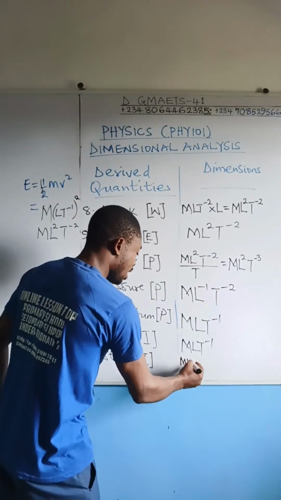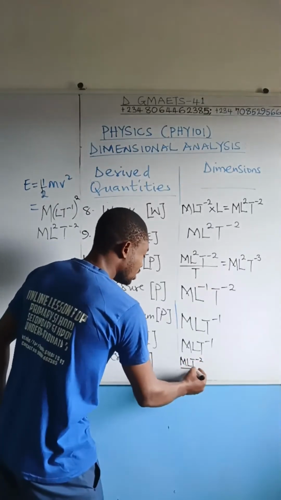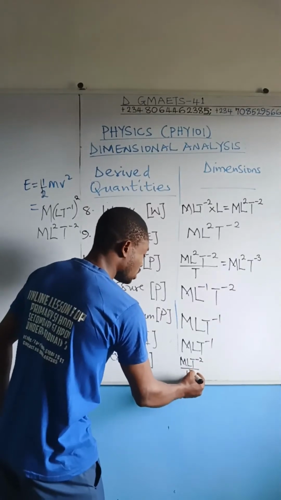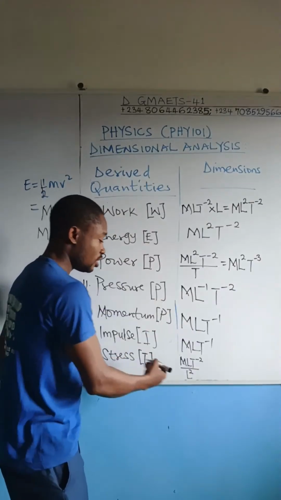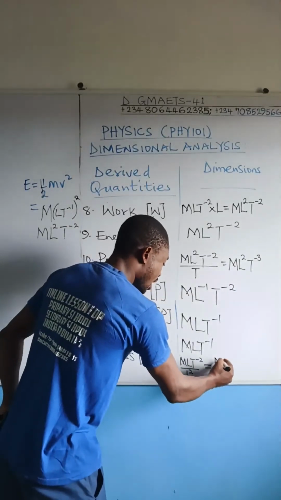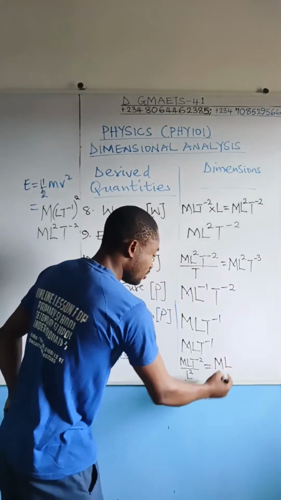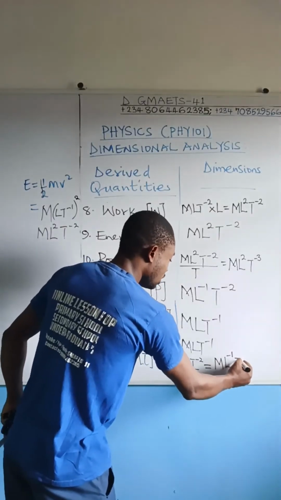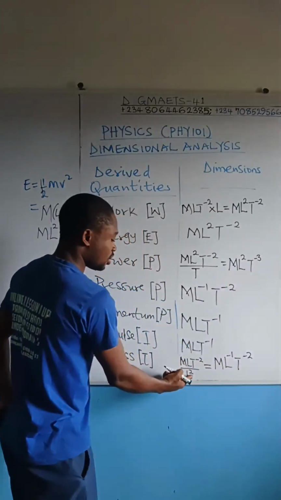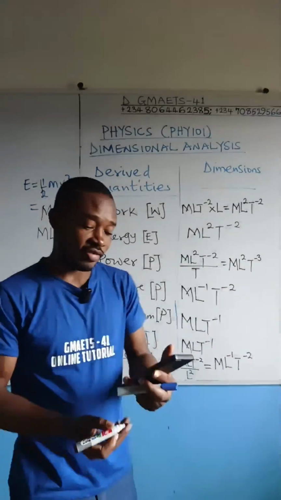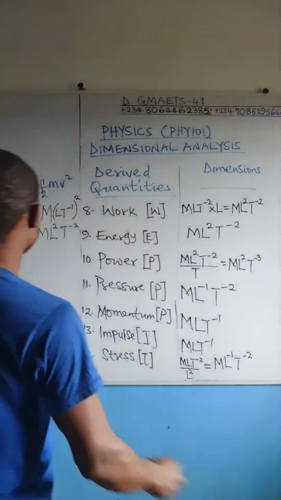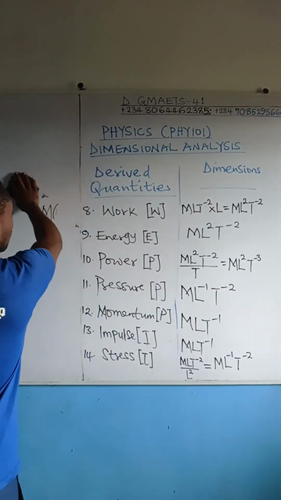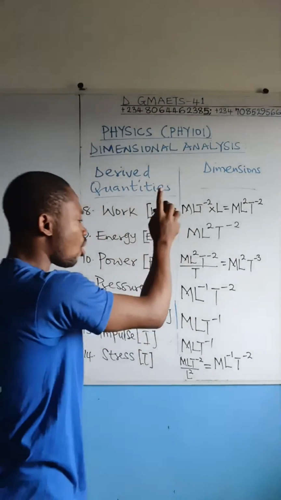Clearly then, the dimension of stress is going to be the dimension of force, MLT to the power of minus 2, divided by the dimension of area, which is length squared. So you know how I got the dimension of pressure. This would give us ML raised to power minus 1, T raised to power minus 2, because this L squared will go up; you apply the division law of indices there. We are moving on.